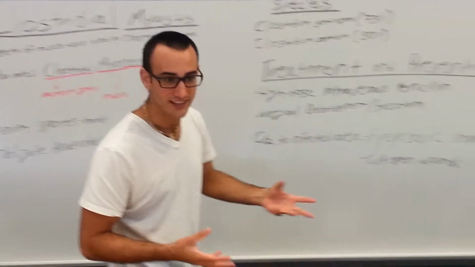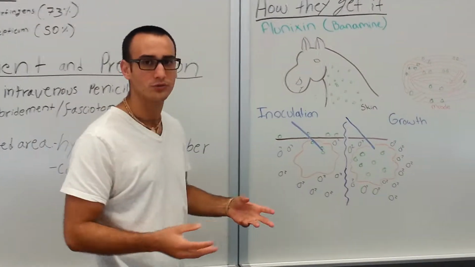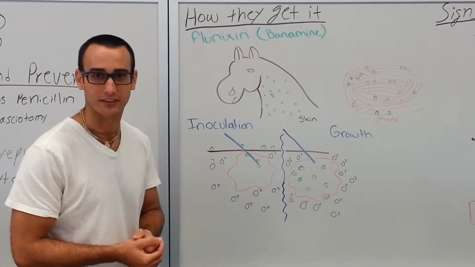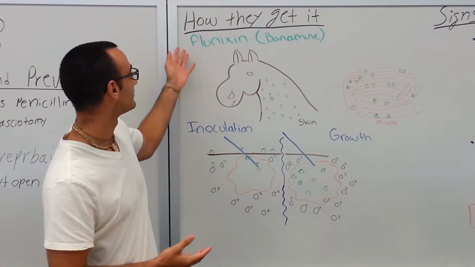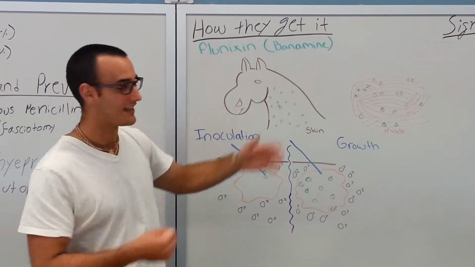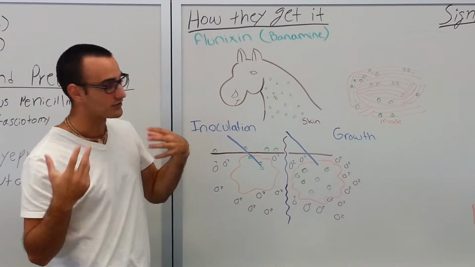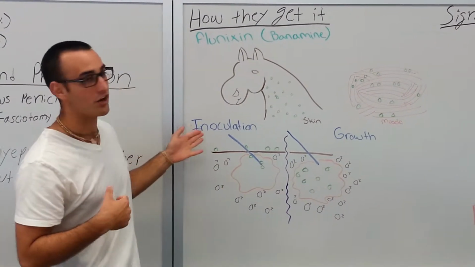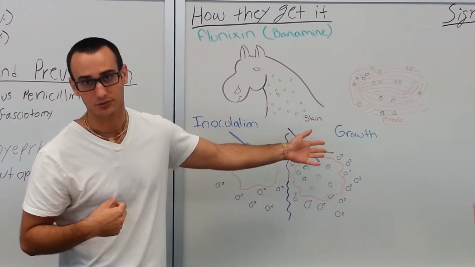So how does your horse get it? Most horse owners have to provide their horses with shots to keep them healthy. A very common shot is flunixin, which is also called Banamine. And there are two ways this disease can be introduced into the horse. It can be inoculated, or it can have the growth.